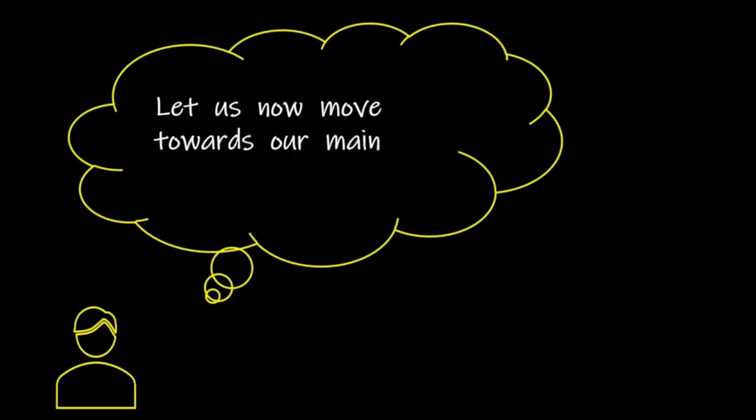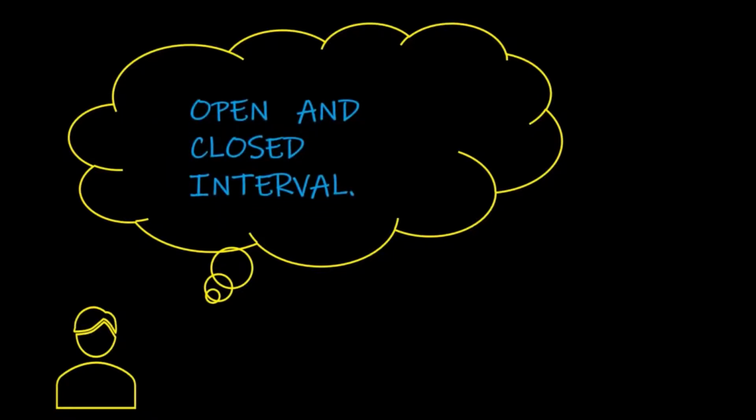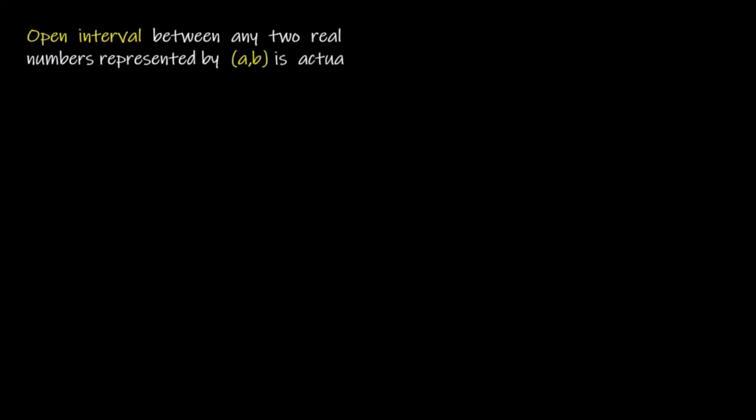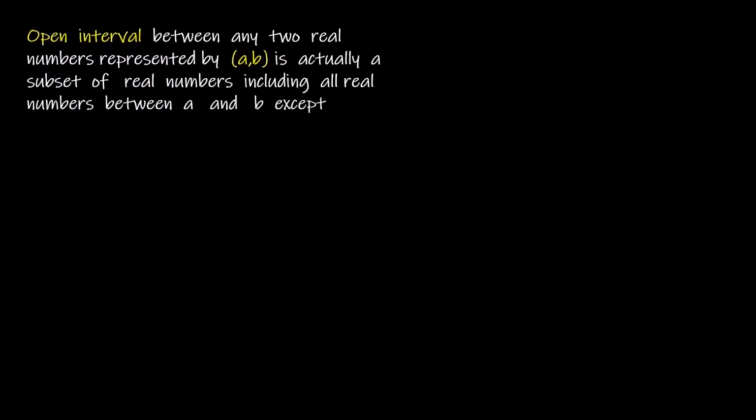Let us move towards the main content of this video, which is open and closed interval. Now, what is an open interval? An open interval between any two real numbers a and b, as represented by the bracket a and b, is actually a subset of real numbers, including all the real numbers between a and b, but not a and b itself.